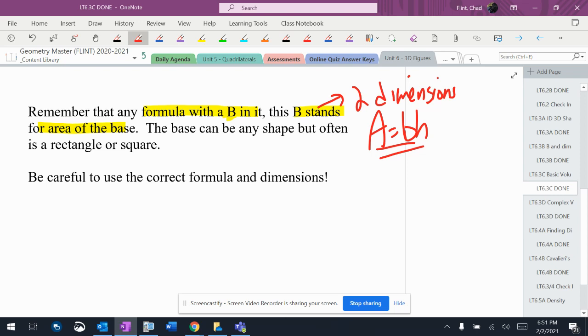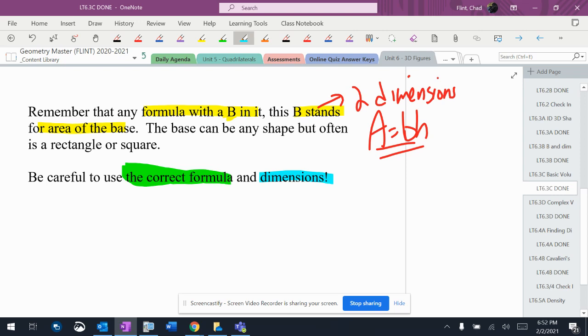At the end of the last video, you heard me stress, hopefully if you watched it, about using the right formula. I'm going to say it again: use the proper formula. But then after you get the proper formula, please make sure you use the right dimensions. If it's a sphere or a cone, use the radius, not the diameter. Make sure you use the height, not the slant height.